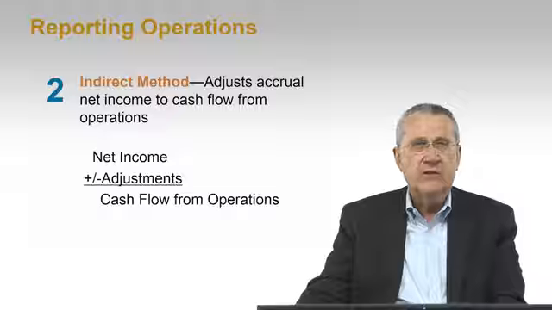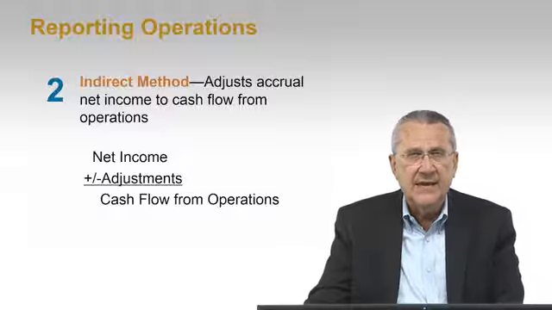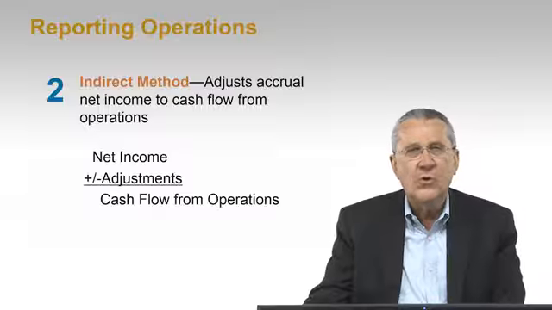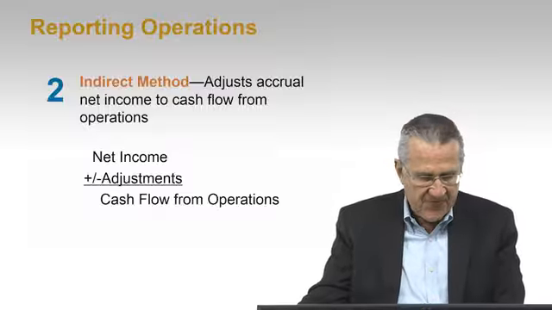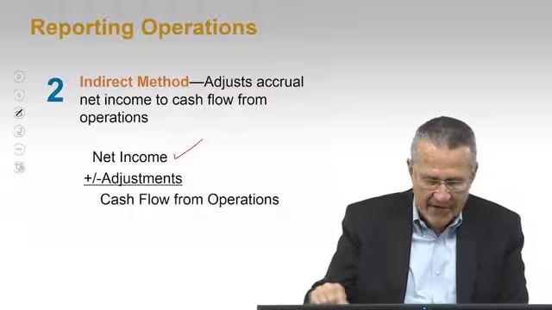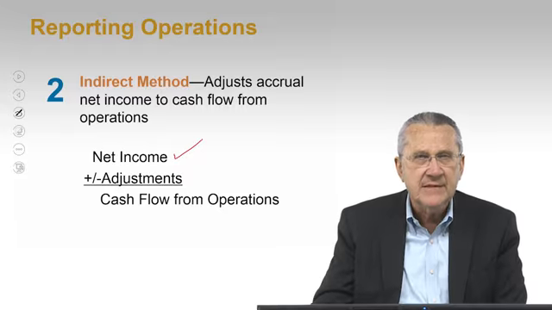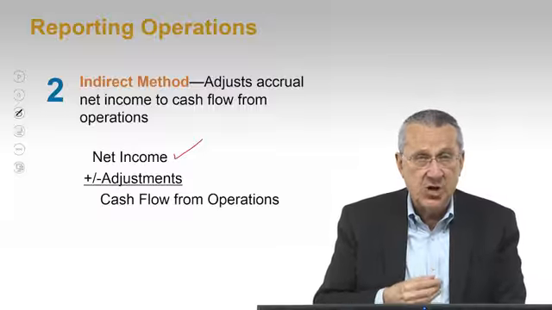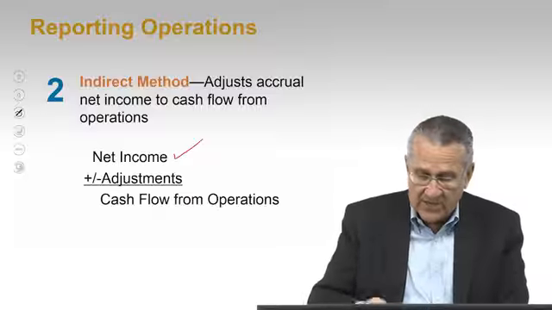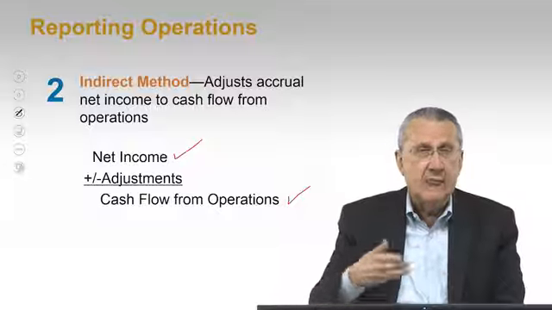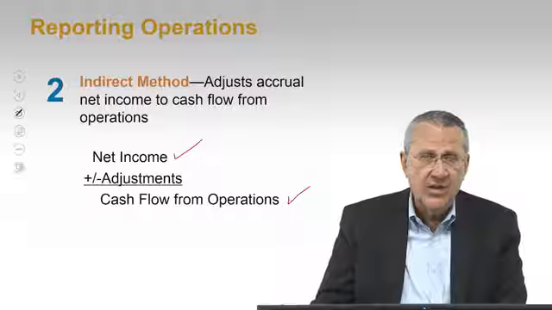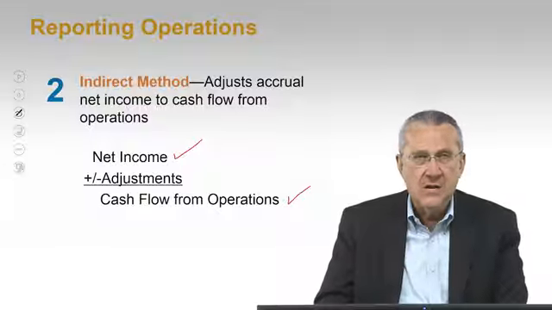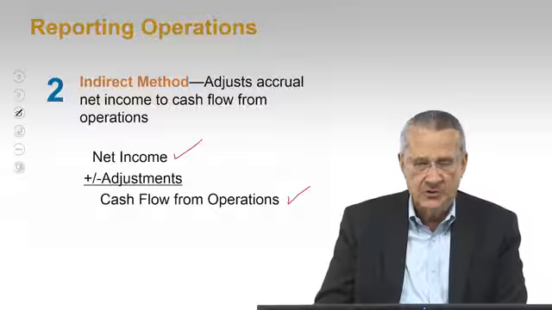The second method that we're going to use is the indirect method. And the indirect method adjusts accrual net income to show cash flow from operations. So the first line is going to be a number that you've already generated on your income statement, net income. And then we're going to follow that with 3 specific kinds of adjustments. And that will yield cash flow from operations. Now, regardless of which format you use, you get the same answer. So we're talking here only about formats of communicating the information to the financial statement user.